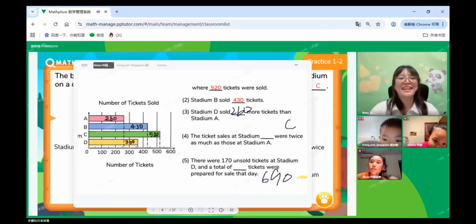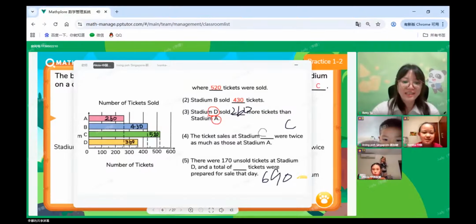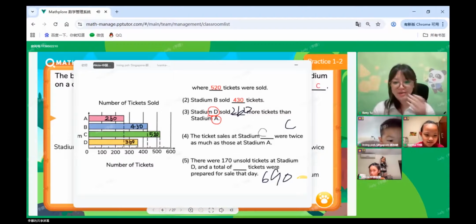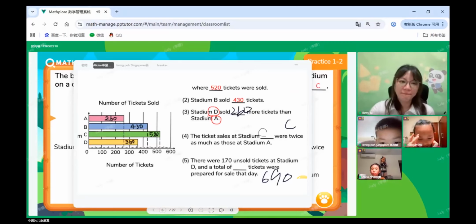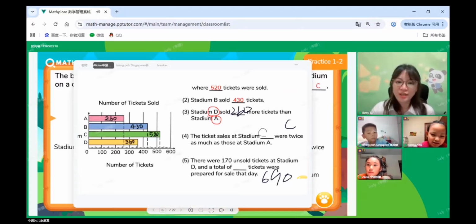Wait, Alicia, just a moment. I need to use my ruler. Check this question again. I think Stadium C, right? Alicia, check your second question again. Oh wait, no. Okay, I was thinking C.